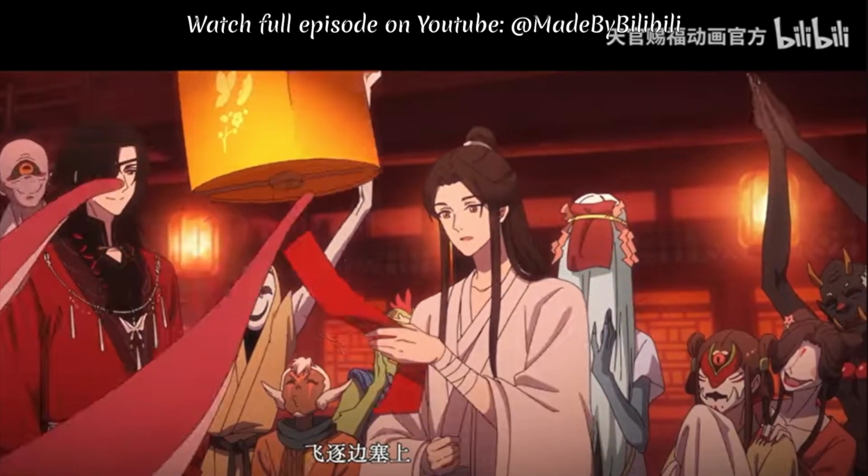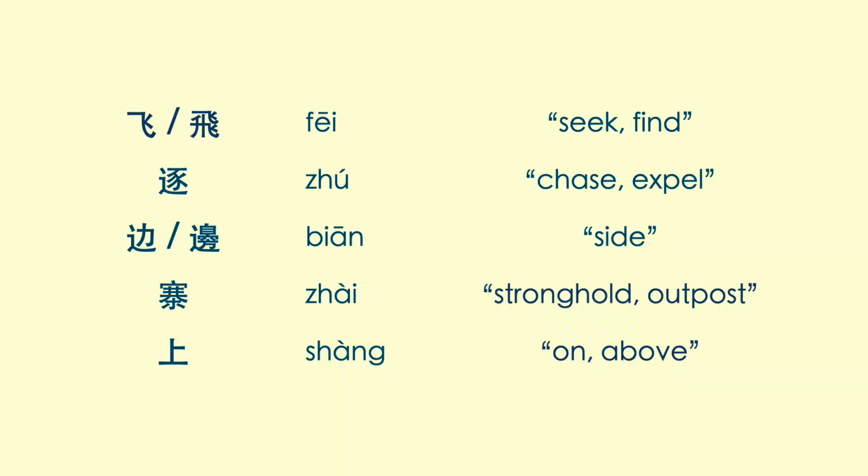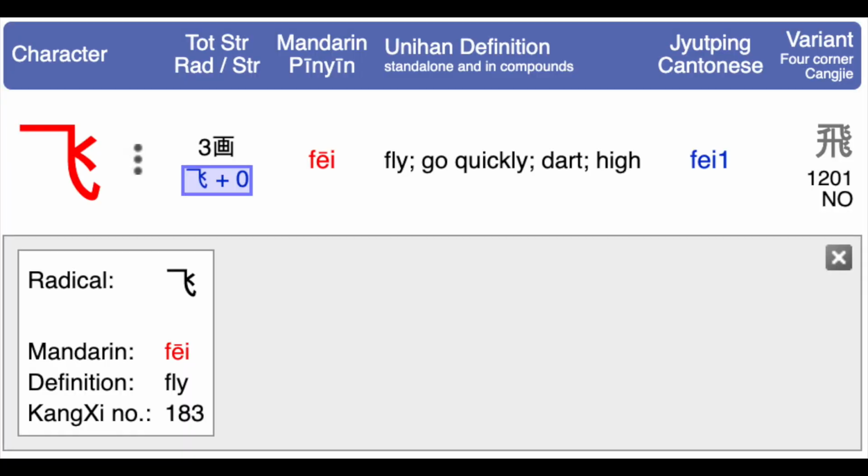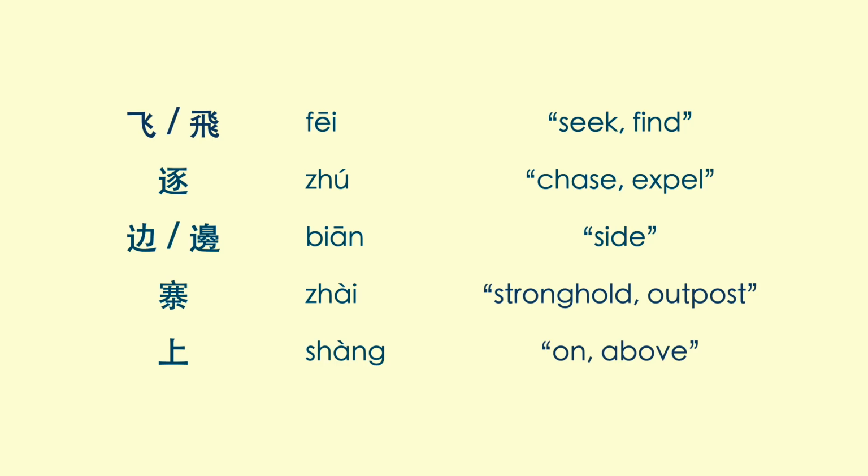The second riddle isn't shown on screen, but based on the subtitles, it is 飞如边在上. Fei is its own radical, and it means to fly. Let's look at the remaining characters in pairs, because I already see two characters that mark location or position. Bian, which means beside, and Xiang, which means on or above.